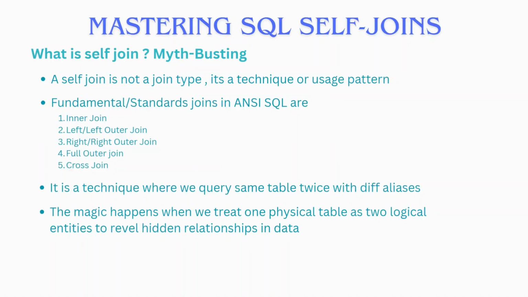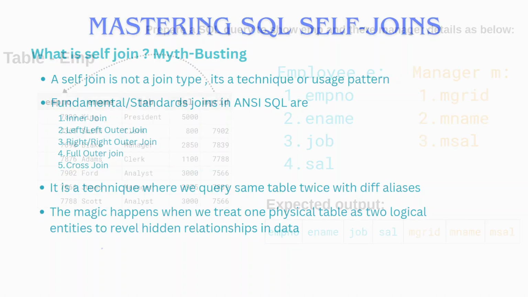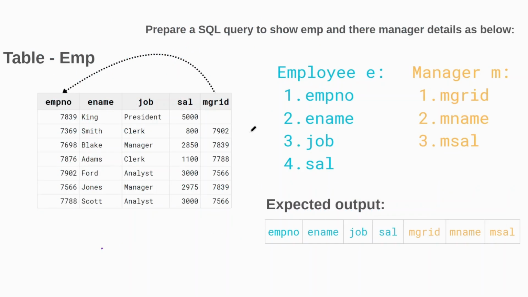So let's begin with a practical example. Let's understand this example. Here the question is we need to prepare a SQL query to show employee and their manager details as shown below. From the employee table we need to show employee number, employee name, job, salary, these four columns, and along with that we need to show their manager details. These are the three columns from the manager table.